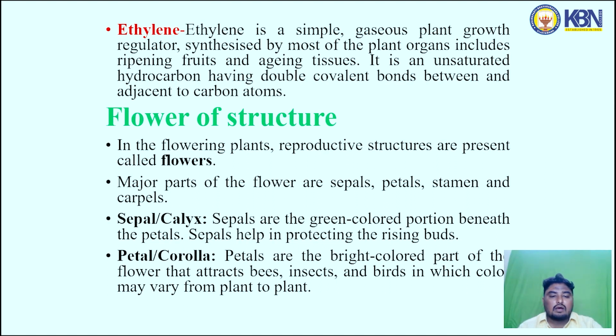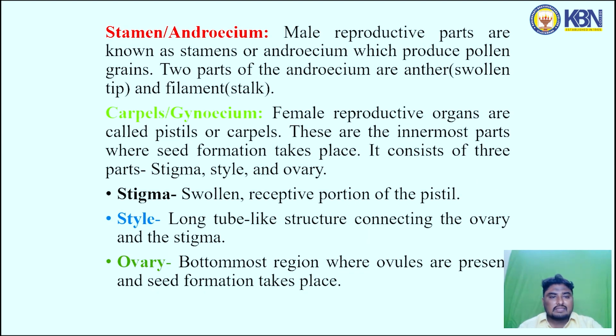Next one is the petal or corolla. The petals are the bright colored part of the flower that attract bees, insects, and birds, in which color may vary from plant to plant. The stamens are the androecium. The male reproductive parts are known as the stamens or androecium, which produce pollen grains. Two parts of the androecium are anther and filament.